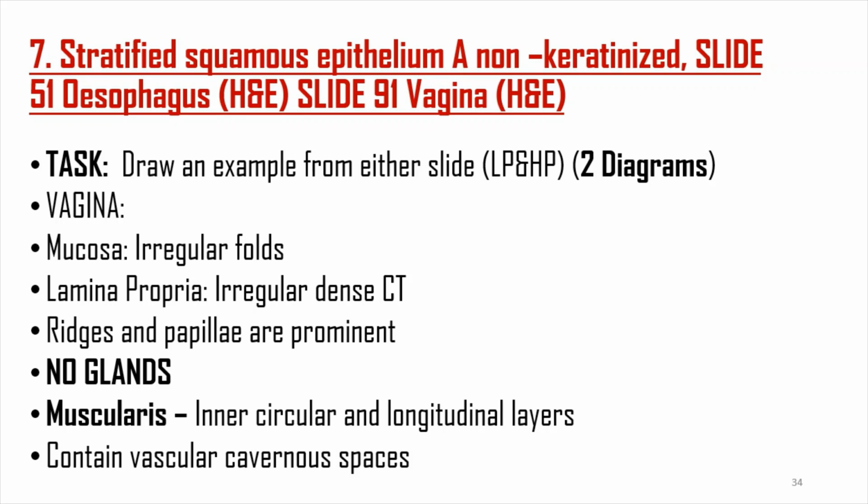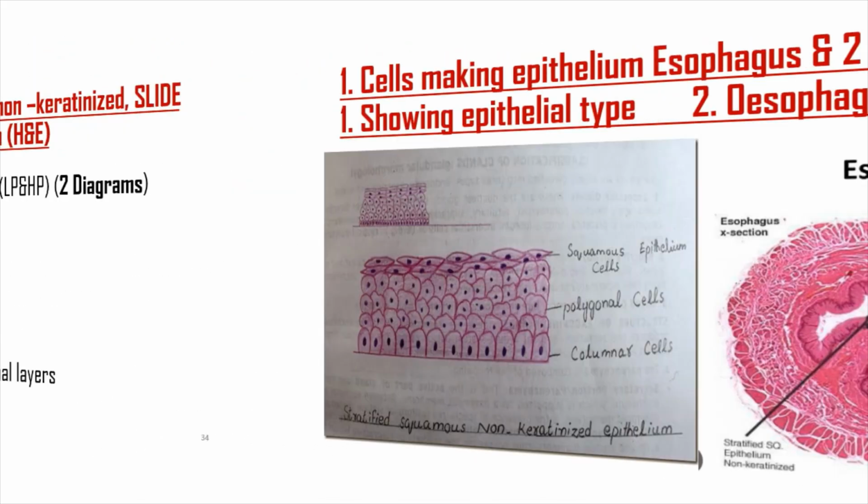So the task is to draw at high power and low power. In the vagina, you draw at high power and low power, and you look at the ridges that are formed in the vagina and also the muscular layer.